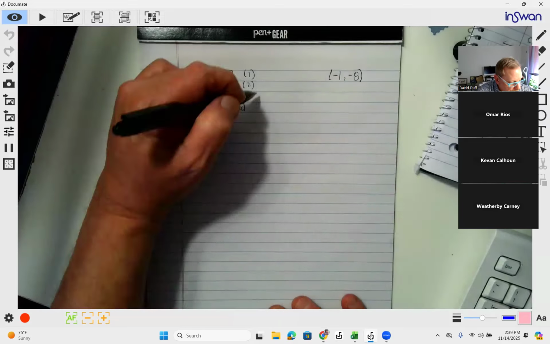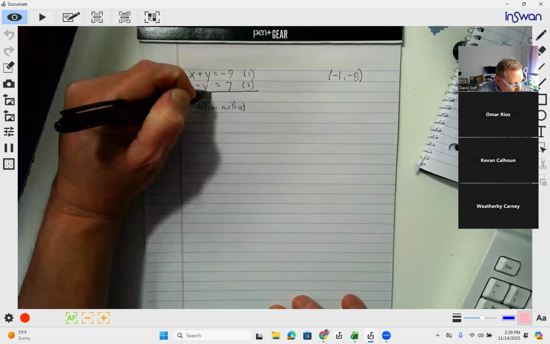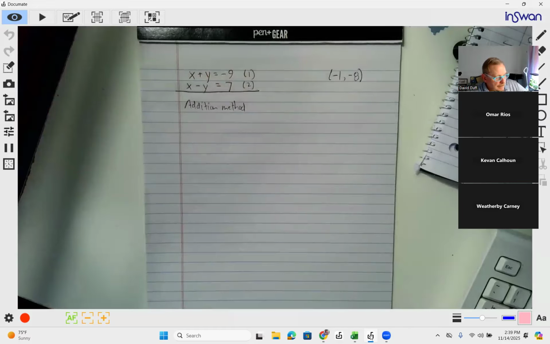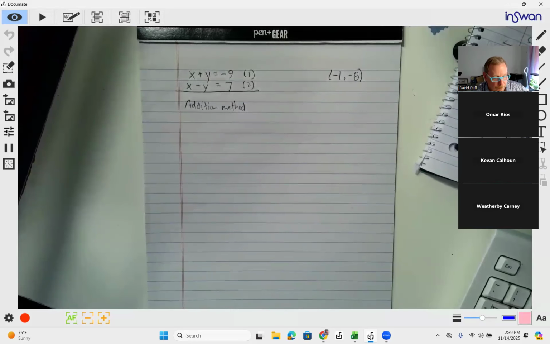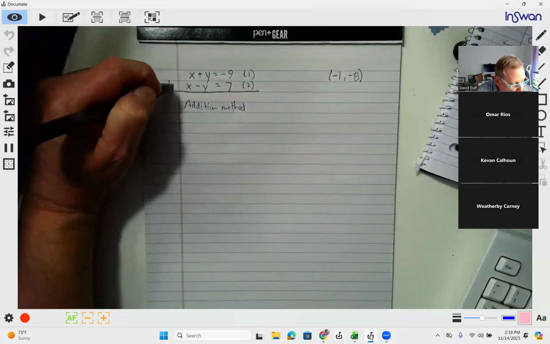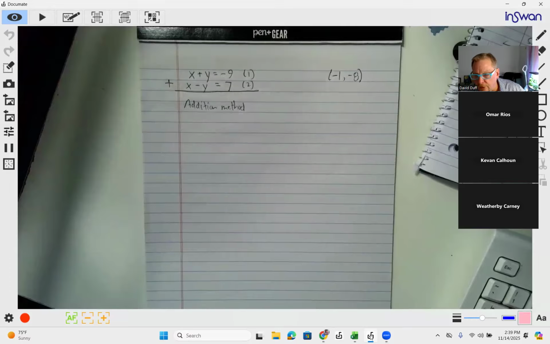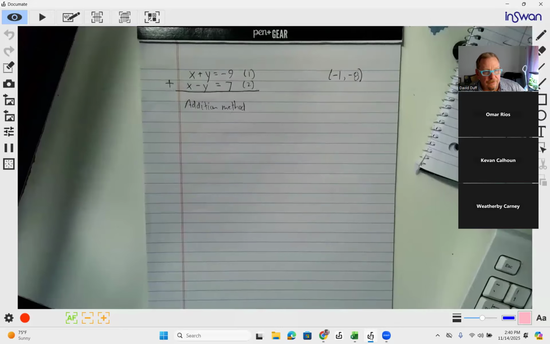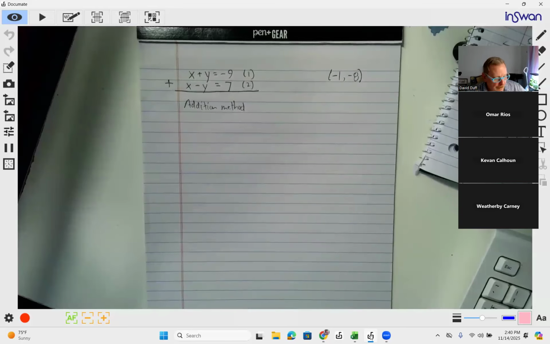If you look at this system right here, notice that in equation 1, and I will always number my equations when I'm doing systems of equations, I have a plus 1y, or a plus y. And in equation 2, I have a -1y. So what does that mean? That means if I add these two equations together, the y is going to drop out. When we're using the addition method, our exact objective is to make one of the variables drop out.